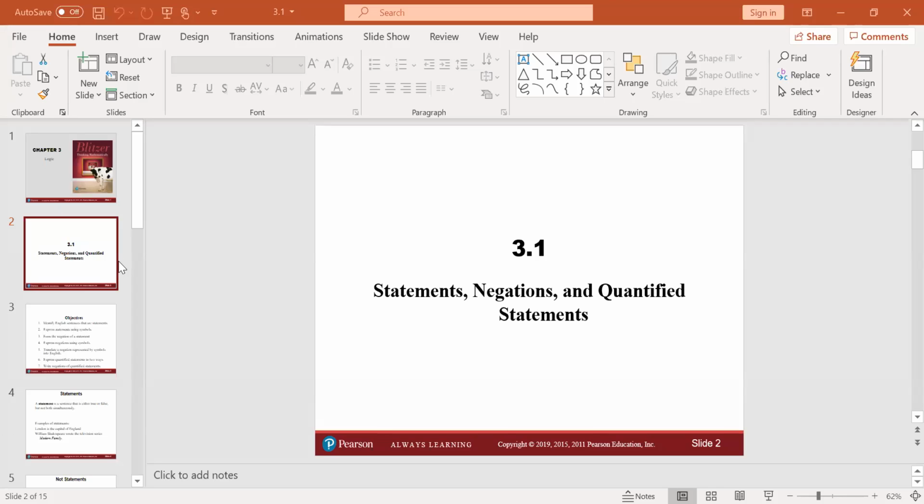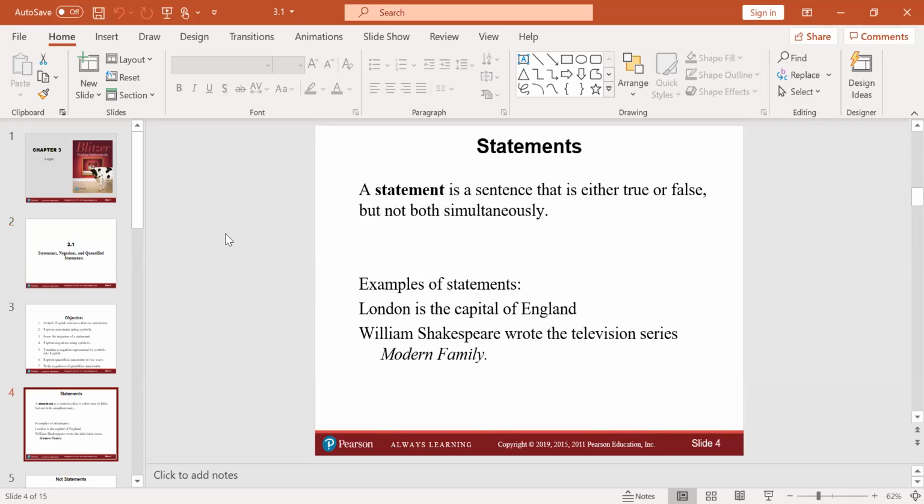Okay, so dealing with logic, we have to start by defining some of the very basic constructs that we're going to use here. Statements being the most basic. And then we're going to talk about quantified statements as well. So we may all understand the concept of a statement, but let's formalize it. Let's make sure we're all on the same page with it. A statement is a sentence that is either true or false, simply put.